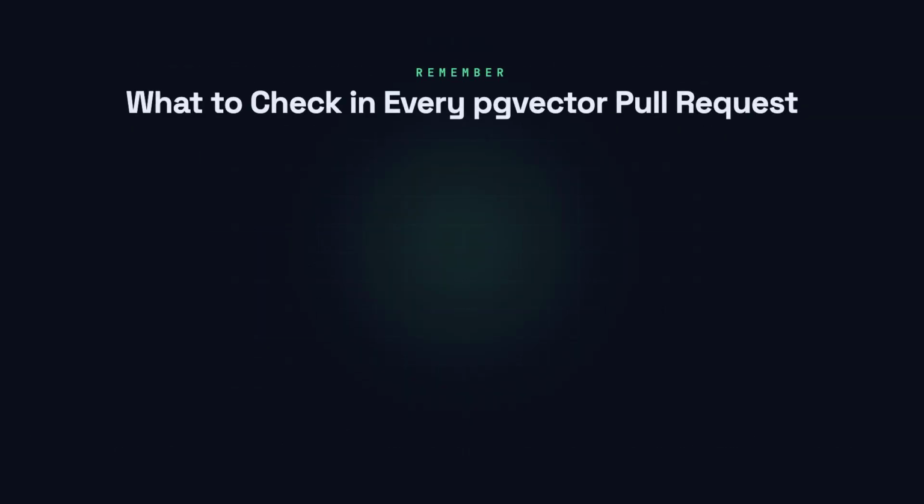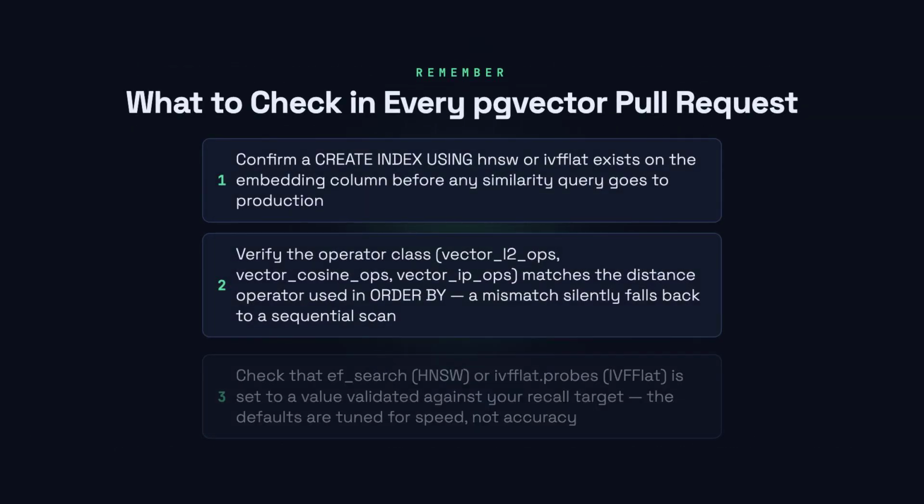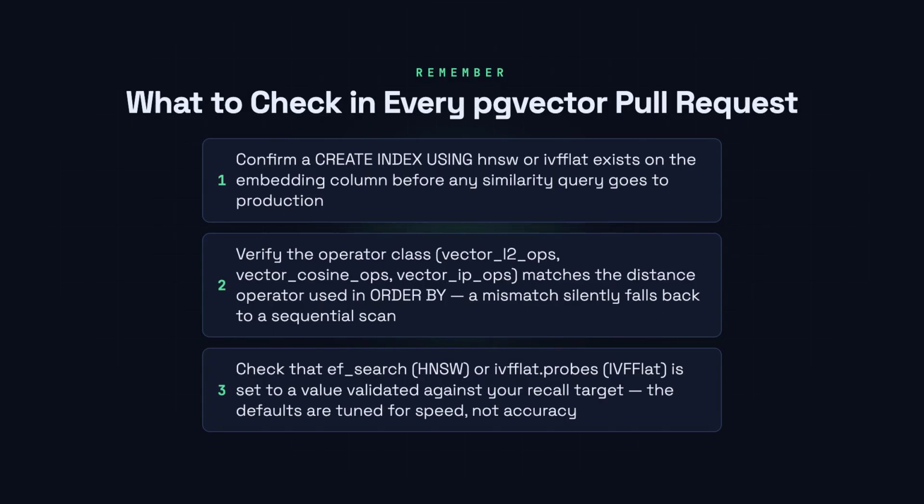3 review checkpoints. The index must exist, its operator class must match the query's distance operator, and the recall tuning parameter must be explicitly set. Miss any one, and you either scan every row or silently return wrong neighbors, both failures that are hard to catch without a dedicated recall benchmark.